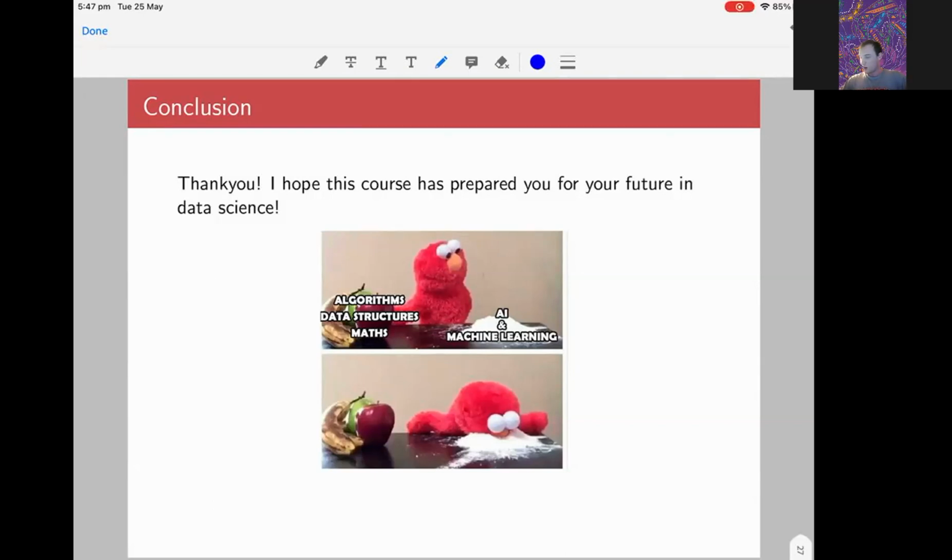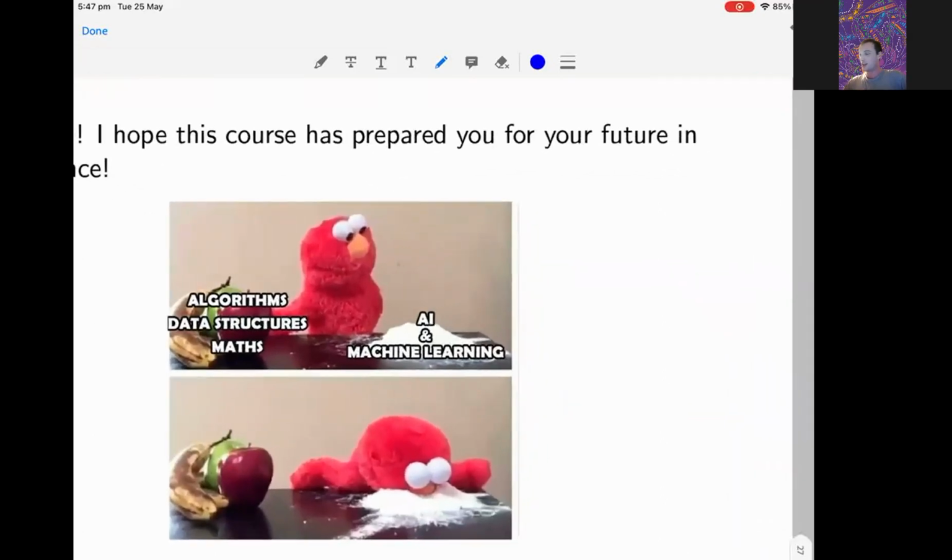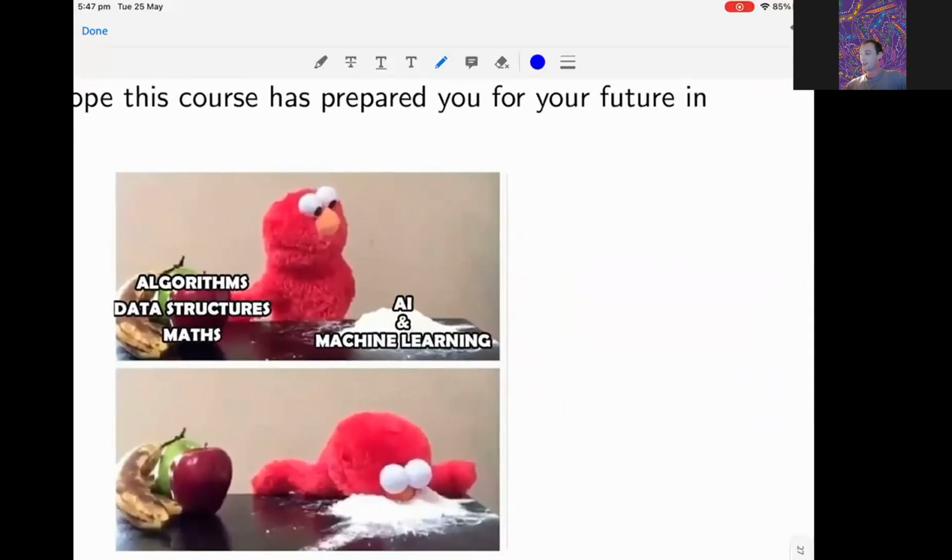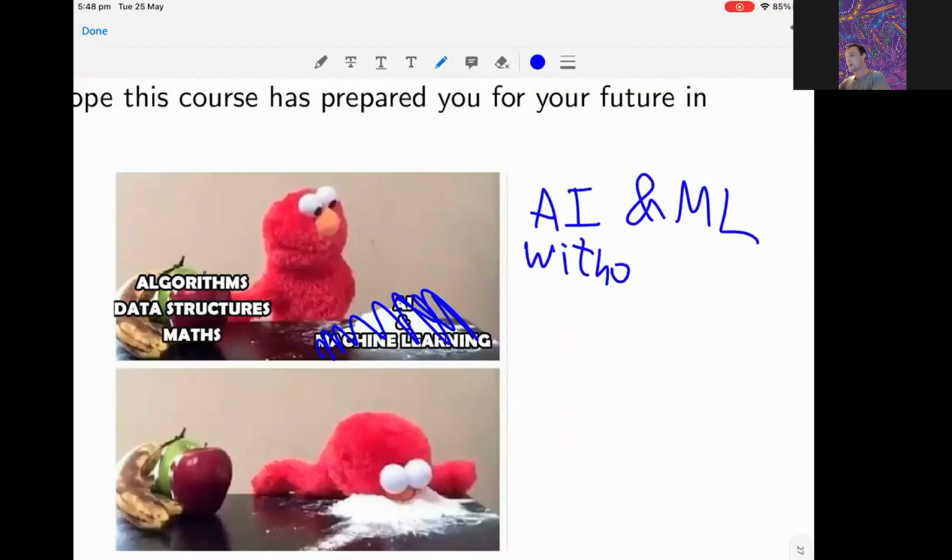Now, while there may be some truth to that, it's not a very good place to leave this lecture. So I thought I'd point out that I do think that this meme is wrong. Maybe a correct way to do this would be to say that what's unhealthy for you is studying AI and machine learning without having first studied mathematics.